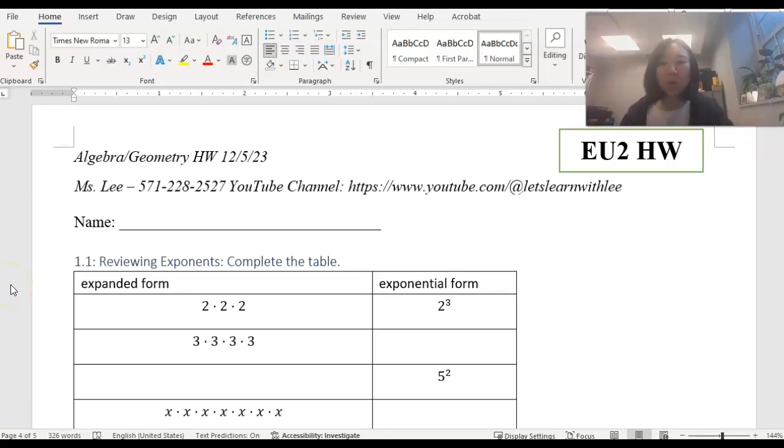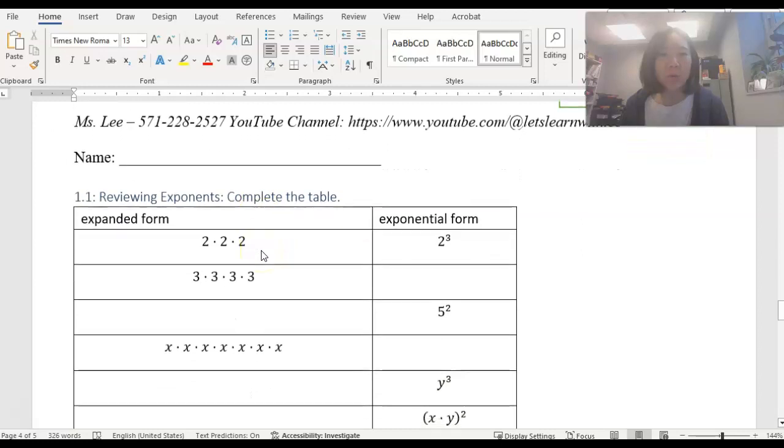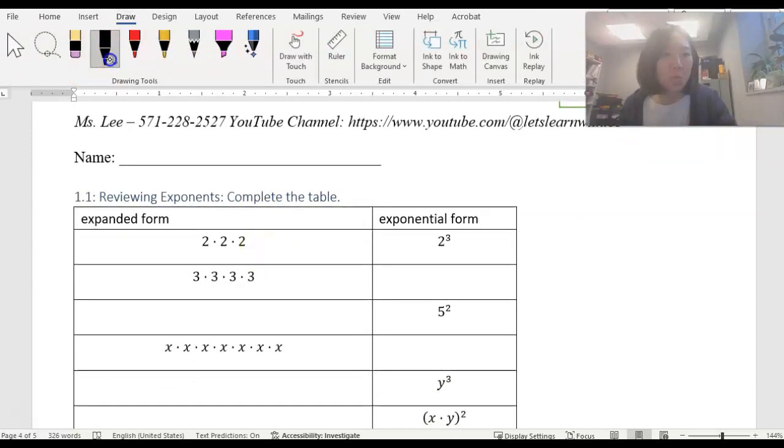Hey everyone, welcome to homework, end of unit 2. And so today we're going to start by getting ready for your next unit. Unit 3 is all about exponential functions, and so we're going to start with a review of exponents. So let's take a look at today's homework.